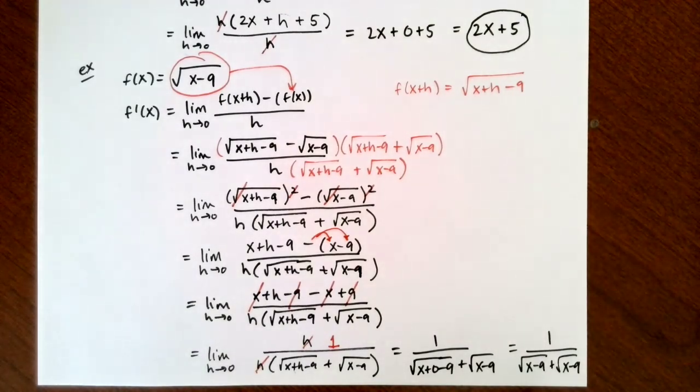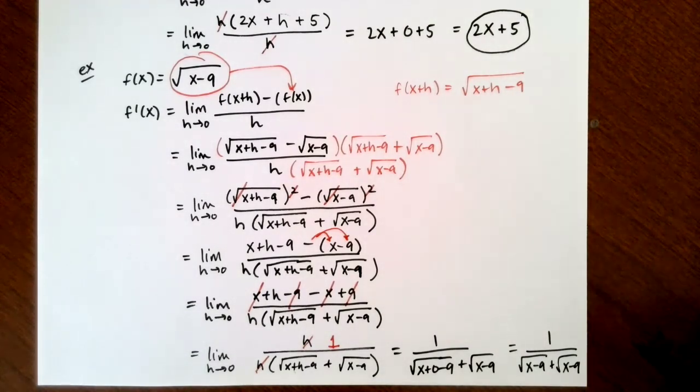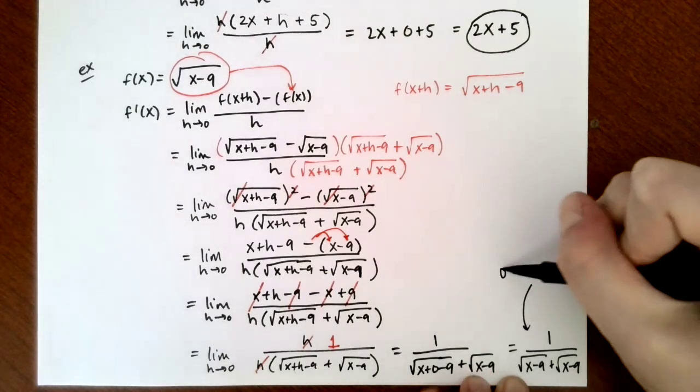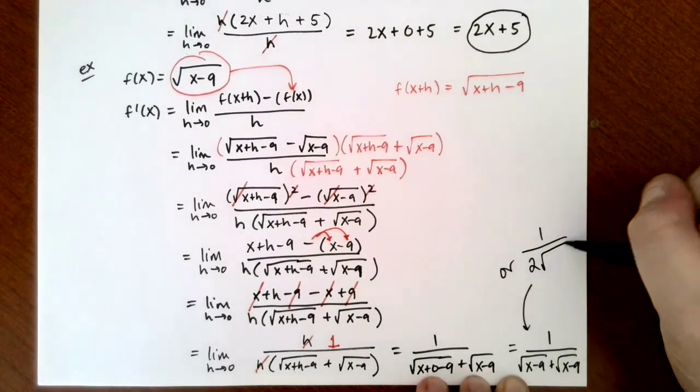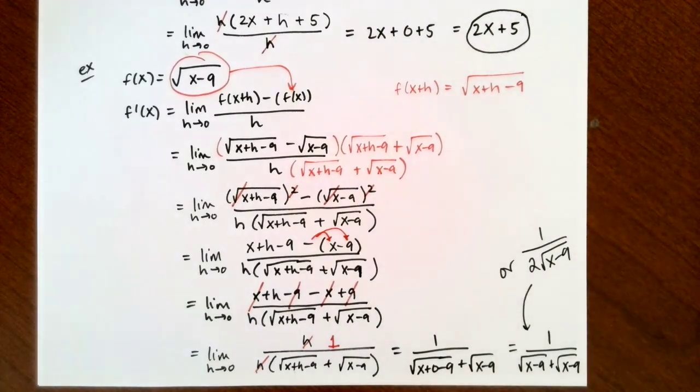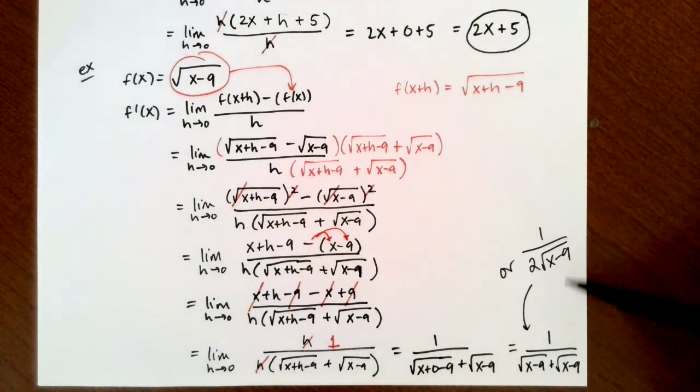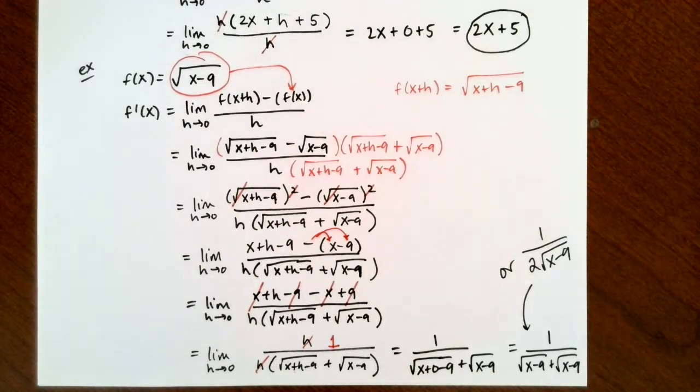Or if you want, you can say one of these plus one of these is 2 of these. So we could also write 1 over 2 square roots of x minus 9. Either one of these is a perfectly good final answer for the f prime of x formula in this case.